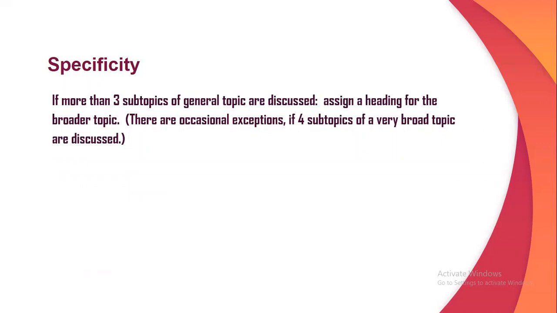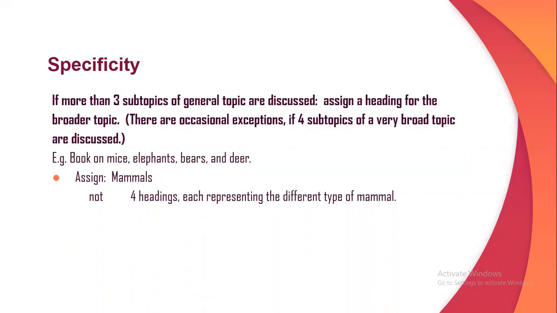There are occasional exceptions if 4 subtopics of a very broad topic are discussed. Example, a book on mice, elephants, bears, and deer. You assign mammals, not mice, not elephants, not bears and deer.